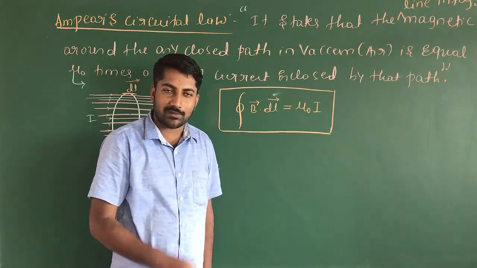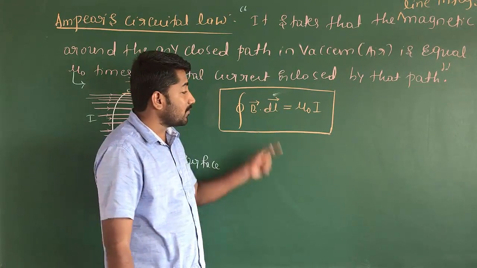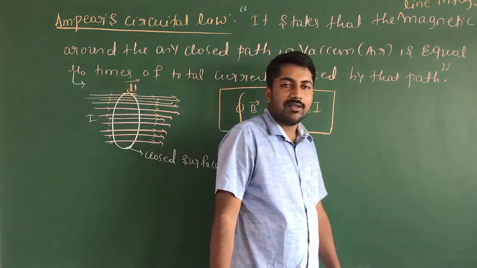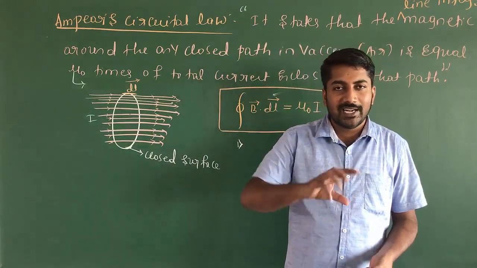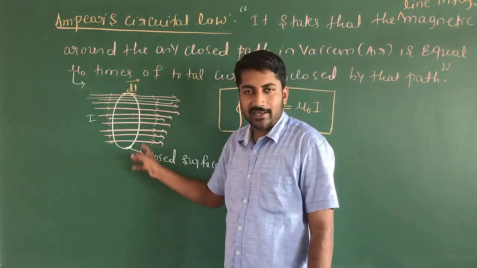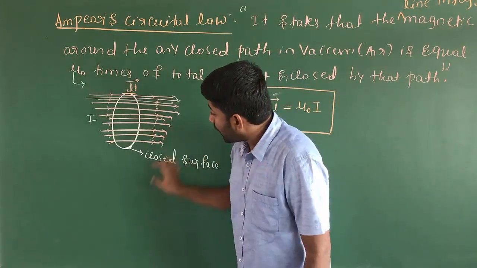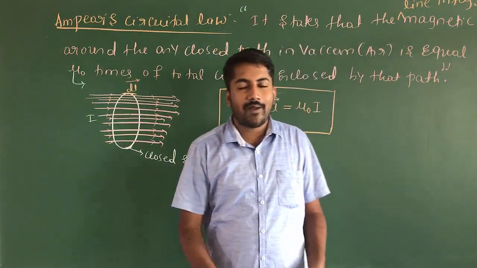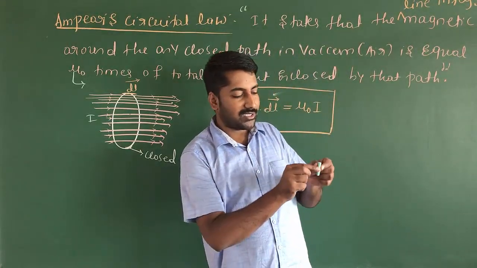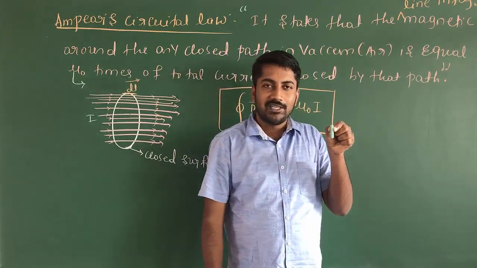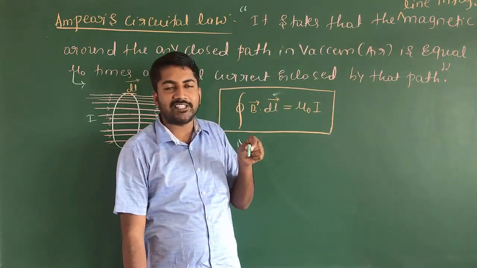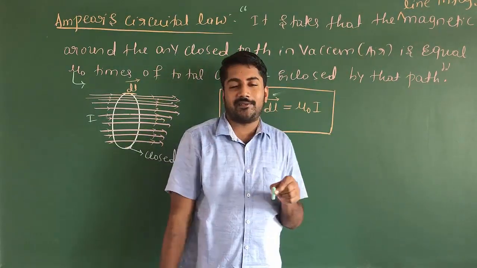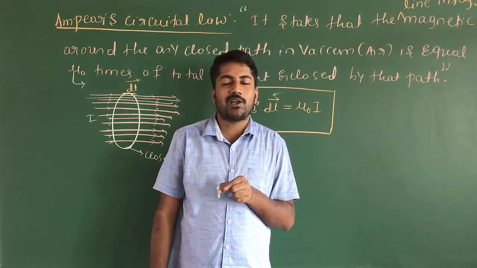What is the use of the Ampere circuital law? The Ampere circuital law gives the relation between the current in the wire and the magnetic field produced around it. Consider any straight wire. This is the straight current carrying wire. Ampere circuital law gives the relation between the current in this wire and the magnetic field produced around this wire. This is the use of Ampere circuital law.